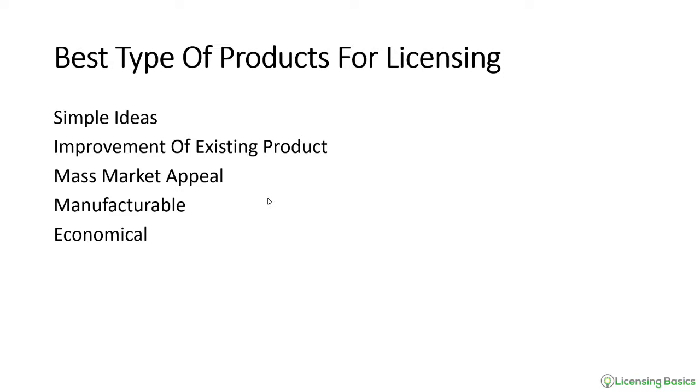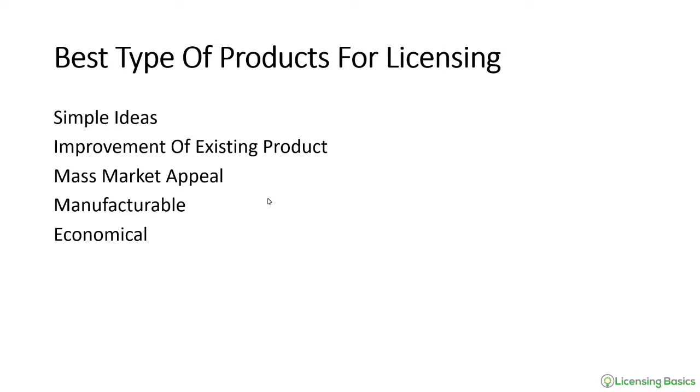Obviously, if you have a simple idea that consumers can understand, they're going to understand your product idea right away. And if the benefits of your product are benefits to them, then they're going to buy it. The mass market appeal, obviously, if you want to make a lot of money in licensing, the more products that are sold, the better chance for you to make a lot of money in licensing. So you want a mass market appeal.